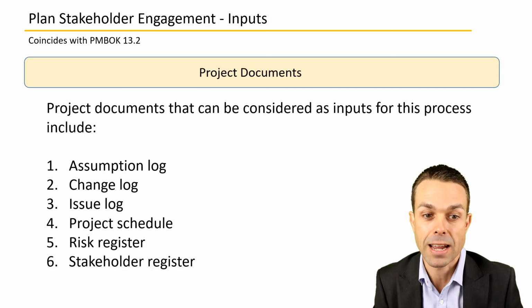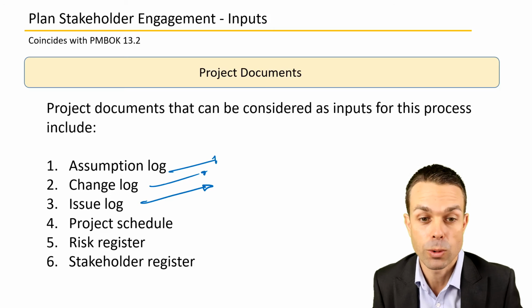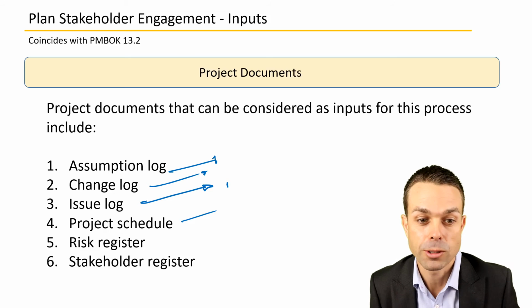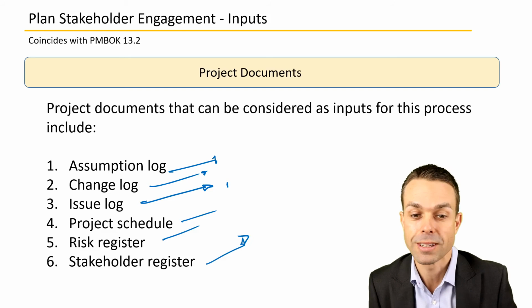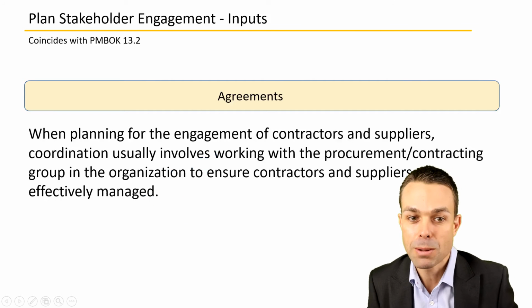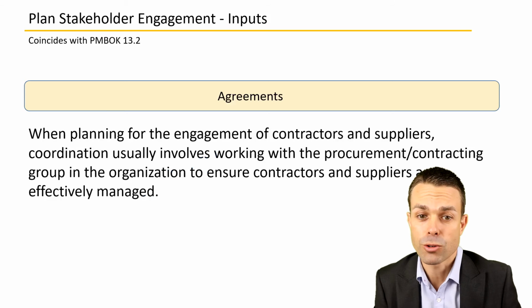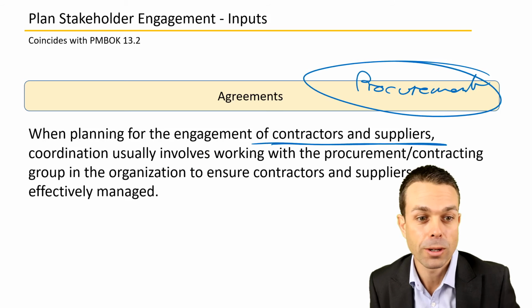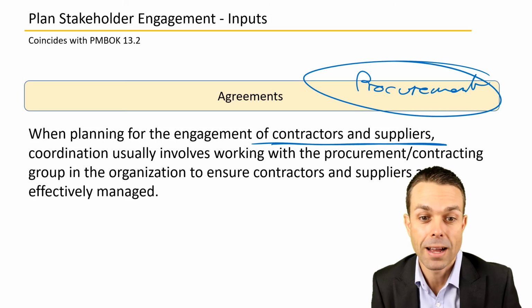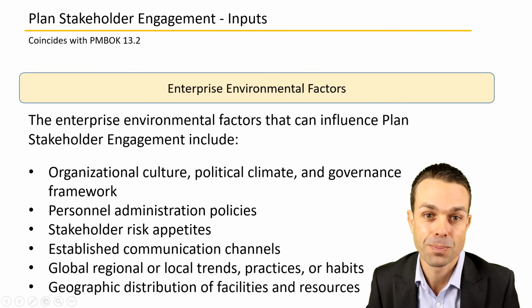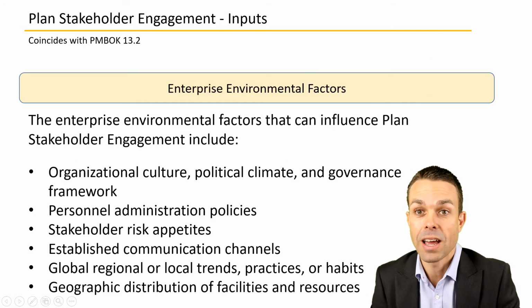Project documents like change logs or assumption logs, and issue logs. Who's raising an issue within our project? Is that a new stakeholder? Do we need to work with those stakeholders? The project schedule, any risks involved, and of course the actual stakeholder register, which may change over time. And then any agreements, so for the engagement of contractors or suppliers with our procurement. Then obviously we're going to need to work with that contracting group in the organisation to ensure those contractors and suppliers are effectively managed.